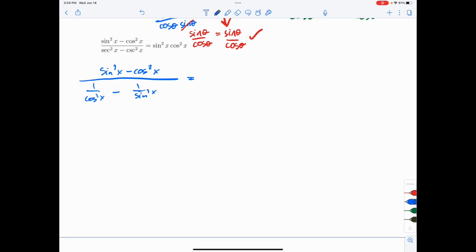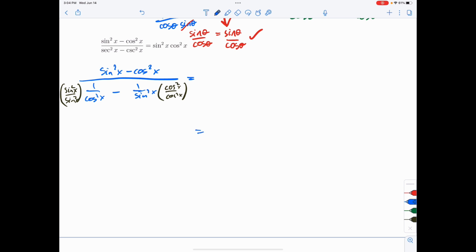Leaving the right-hand side the same, in the denominator I need to get a common denominator. So the first fraction, I'm going to multiply by sine of x over sine of x. Then on the second fraction, I'm going to multiply by cosine of x. Oops, these should be squared. Cosine squared of x over cosine squared of x.